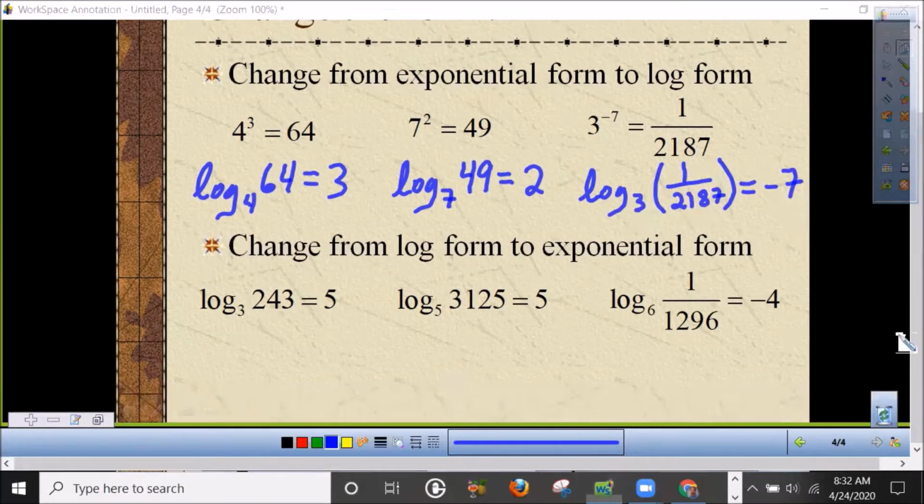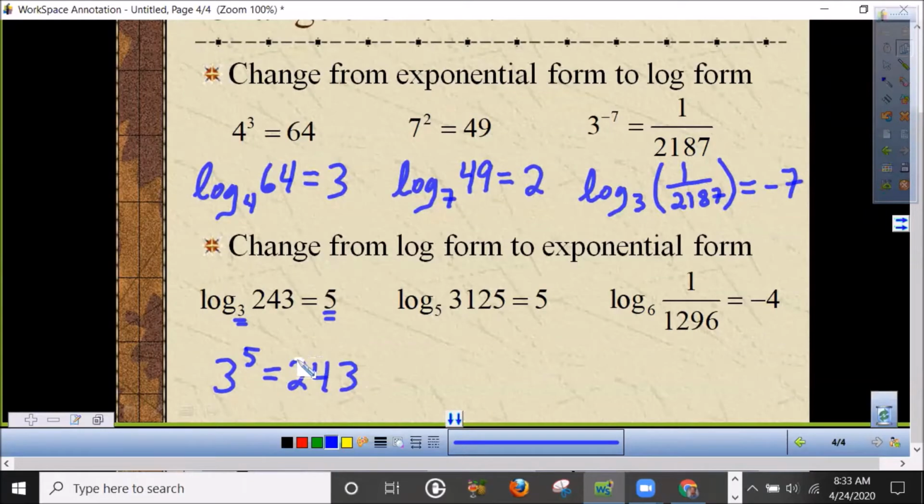Now let's try the reverse. Let's take a log expression and try to write it as an exponential. Well, again, the first thing to identify is the base. In this case, the base is 3. Our power is on the other side of the equal sign. 3 to the 5th power is equal to 243. Usually if you get these things in the wrong order, it's going to be pretty obvious. 3 to the 243rd power does not equal 5.